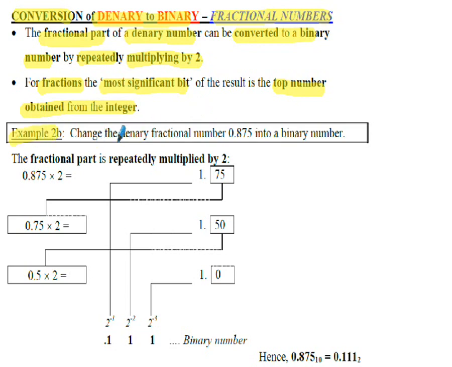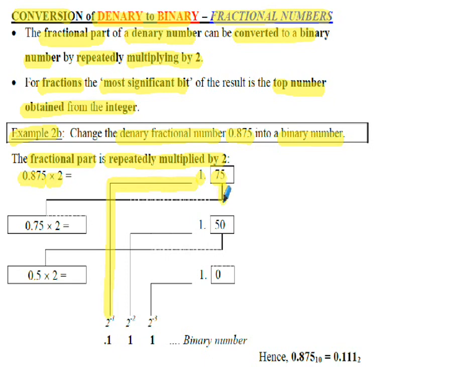Example 2b. We've got to change the denary fractional number of 0.875 into a binary number. So in this process, the fractional part of the number is repeatedly multiplied by 2. So given a number of 0.875, we multiply that by 2, and that gives us 1.75. Now we take the integer part this time, the 1, and we write that under the column heading of 2 to the minus 1.